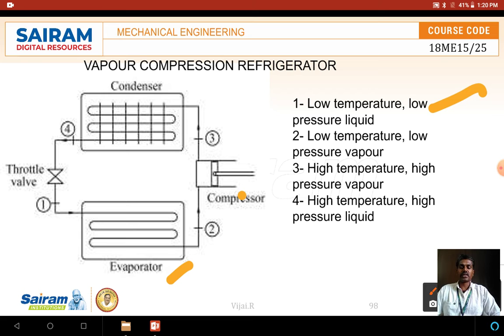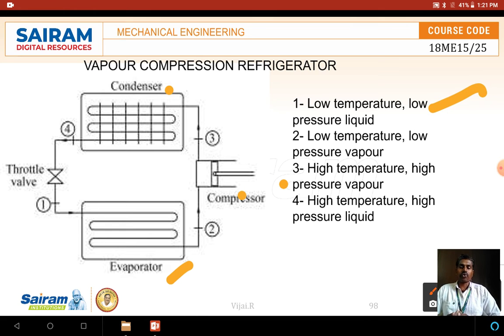Here a reciprocating compressor is used. The reciprocating compressor compresses the refrigerant vapor and increases the pressure. The main use of the compressor is increasing the pressure. High pressure, high temperature vapor now comes out of the compressor and passes through the condenser. The function of the condenser is to condense the vapor and convert it into a liquid refrigerant.